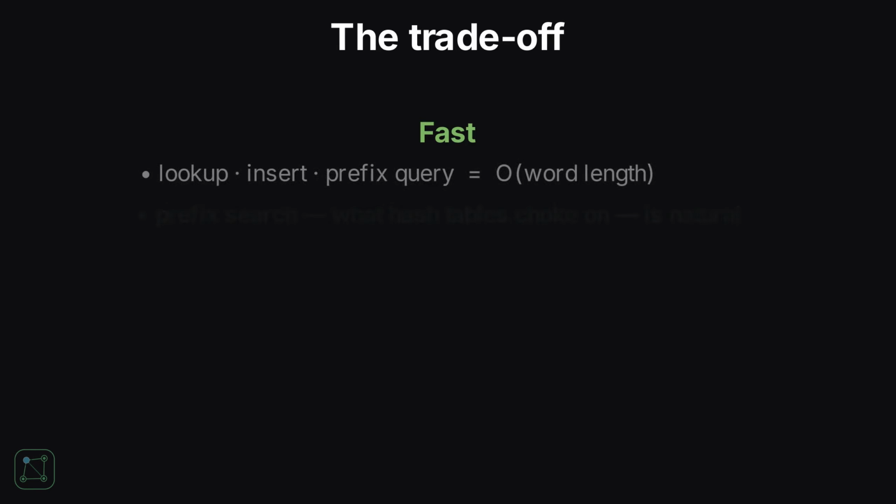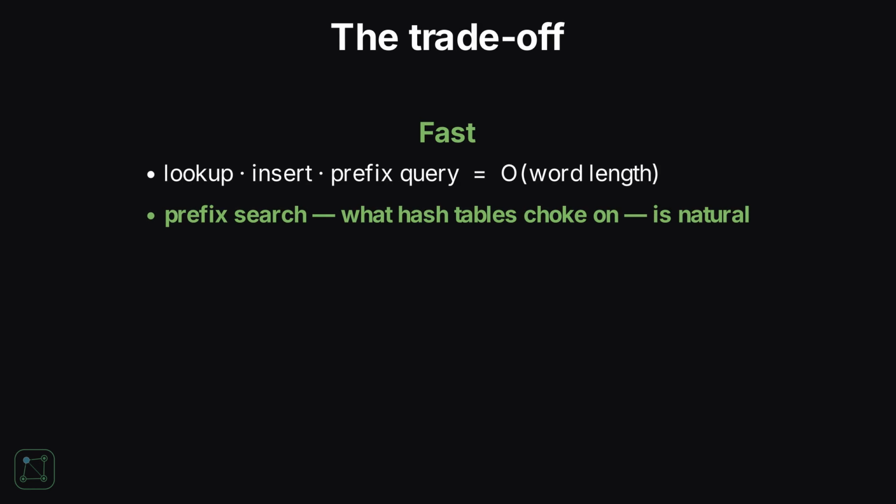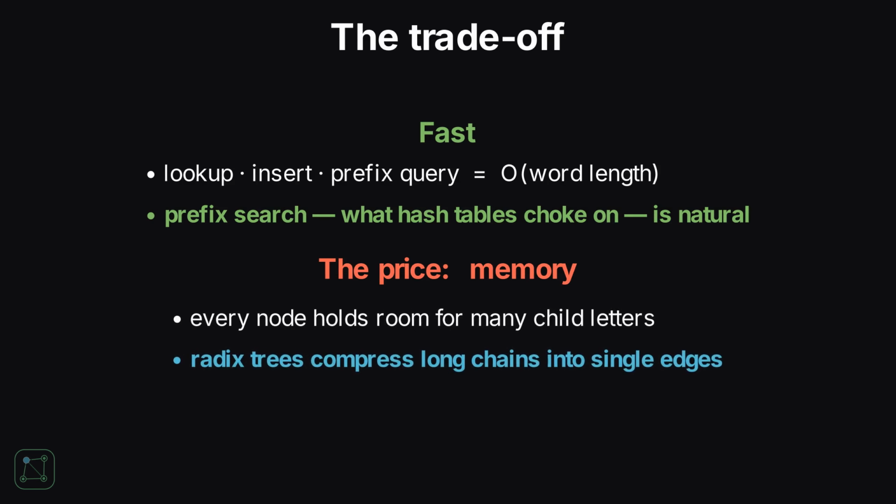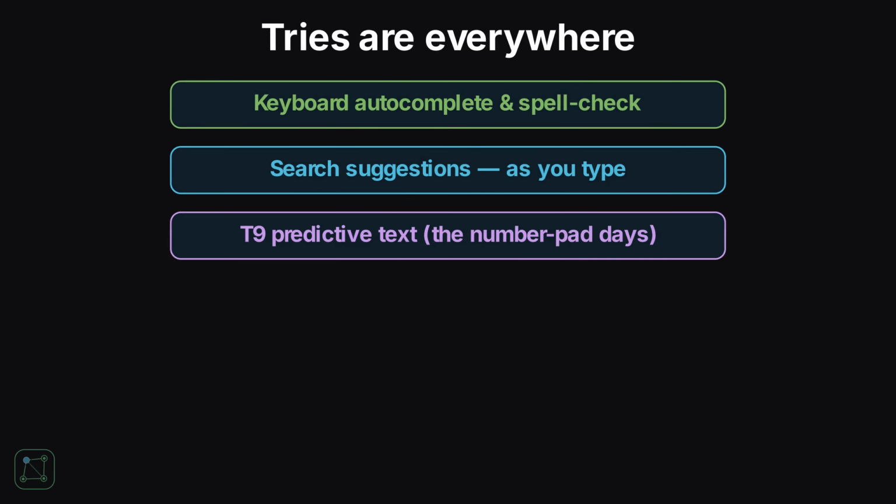Let's be honest about the trade-off. A trie is fast. Lookups, inserts, and prefix queries all take time proportional to the word length, period. Prefix search, the thing hash tables choke on, is completely natural here. The price is memory. Every node needs room for many possible child letters, so a trie can eat far more space than just storing the words in a list. There are clever compressed variants, like radix trees, that squeeze long, non-branching chains into single edges to win much of that memory back.